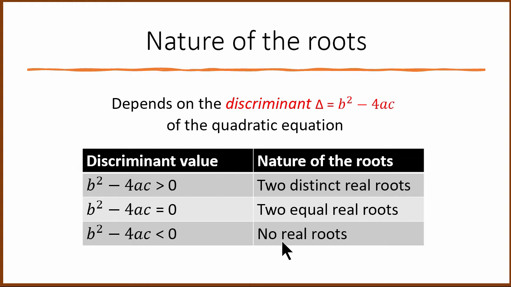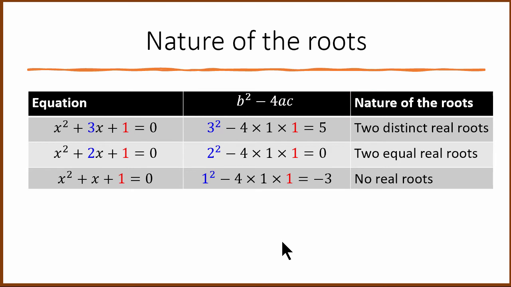And let's look at it by an example. Okay, let's look at this first equation, x squared plus 3x plus 1. The discriminant happens to be 3 square, which is the b square term, minus 4ac, which is all 1. So we have 3 square, which is 9, 9 minus 4, which is 5. Now because it's positive, we have two distinct real roots.